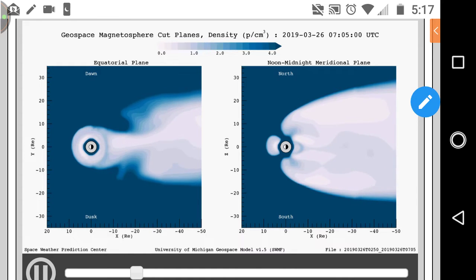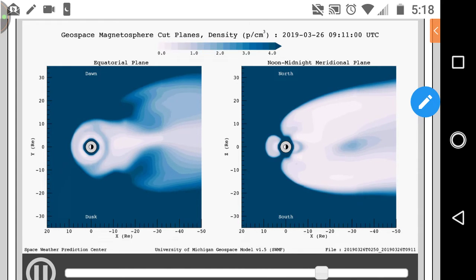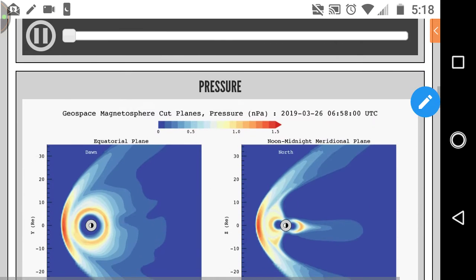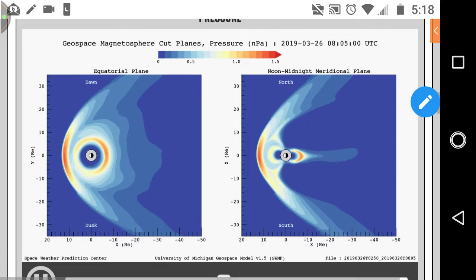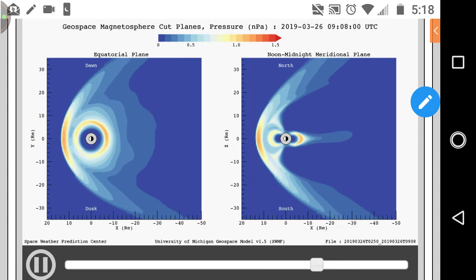Here's the density. We see very high density, also reflected in the solar wind. Just remember, this particular one, high density is the blue portion and low density is the white portion. And here's the pressure. Fairly low pressure associated with a fairly low velocity. It's a little bit of F equals ma for you there.